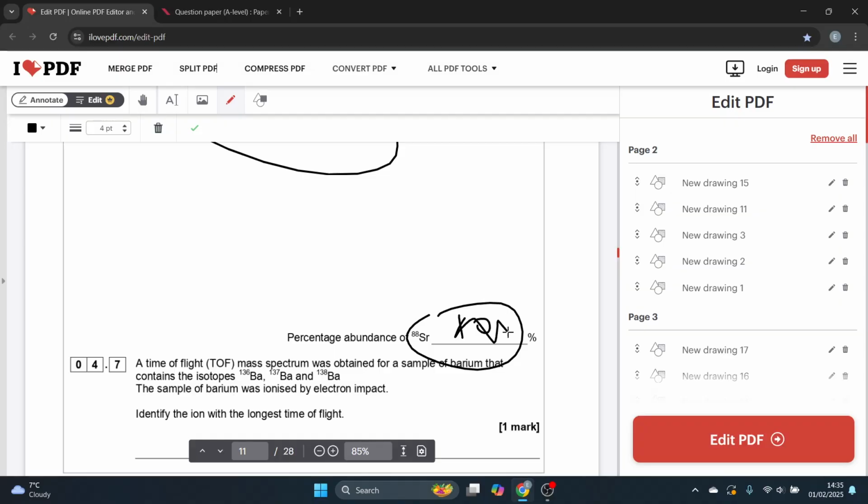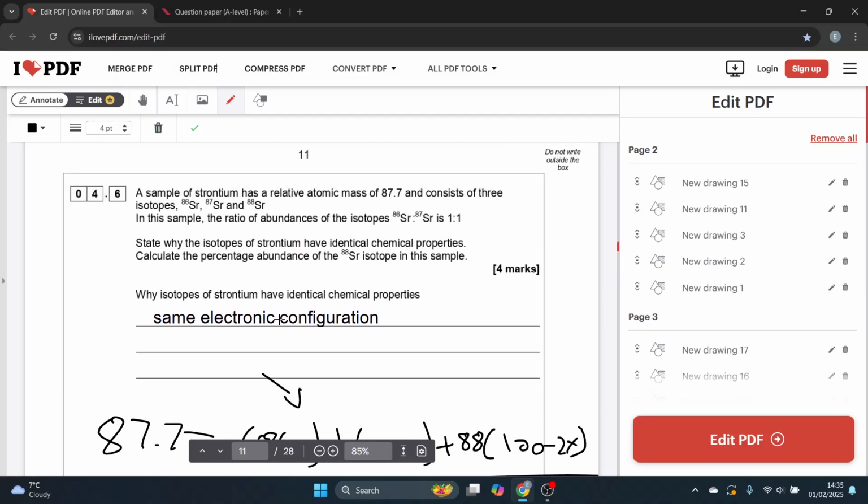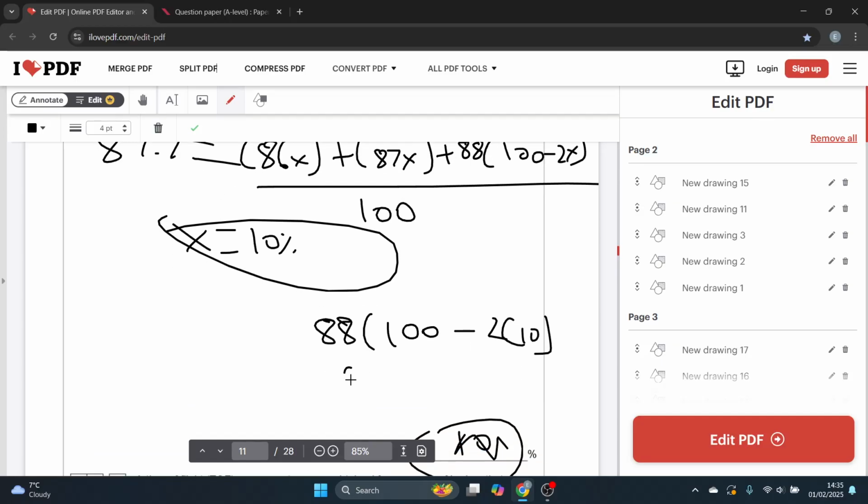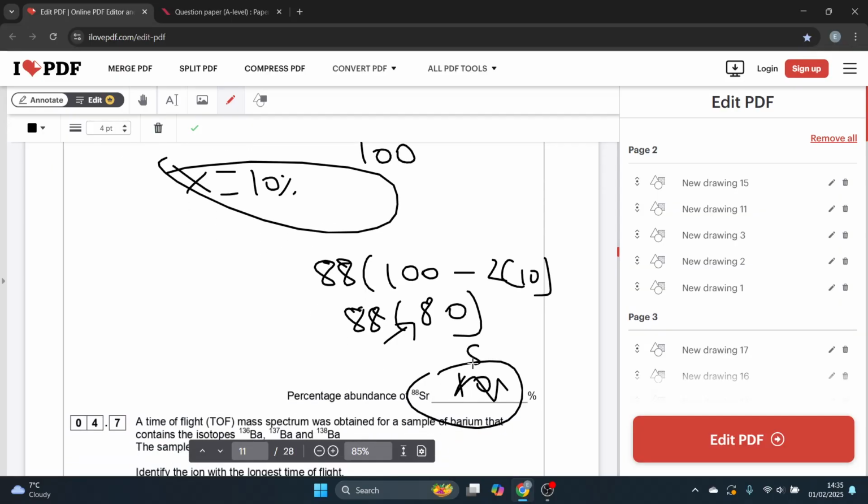No, sorry, yeah, x is 10%, but it wants a percentage abundance of 88 Sr isotope. So now what I need to do is 88 bracket 100 minus 2 bracket 10. Almost got it, lost a mark. So 100 minus 20 is obviously going to be 80. So therefore it's going to have a percentage abundance of 80%.